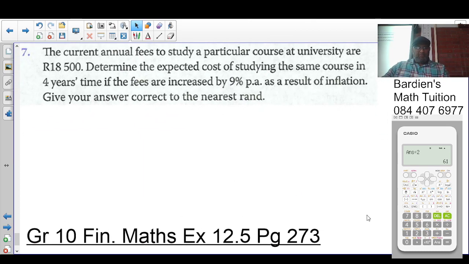So we are told that the current annual fees to study at a particular course at university are 18,500 Rand. Okay, the current fees at university now at UWC is like 43,000. Okay, so don't waste your time.